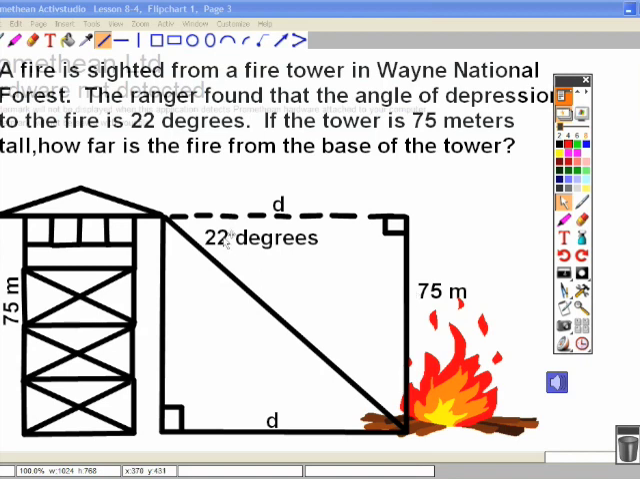For instance, they'll take the 22 degrees, apply it here, and using trig, they can find the tangent of 22 degrees is equal to the opposite, which would be 75, over the adjacent, which is the measure that they're looking for. Then they can use their algebra and help them to find the distance of D. I also used a little sound to add interest to the problem.